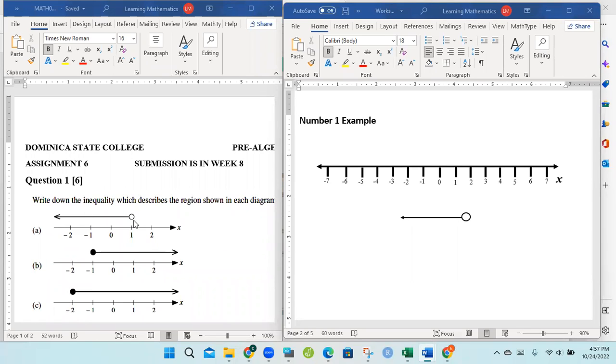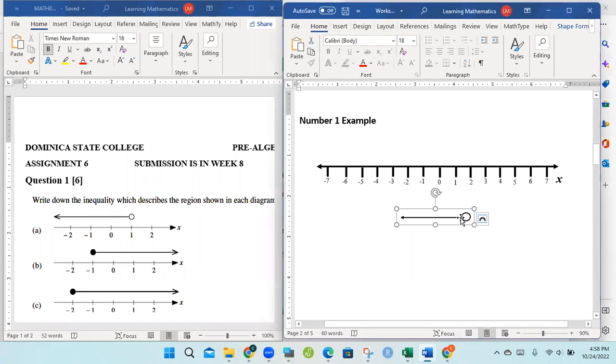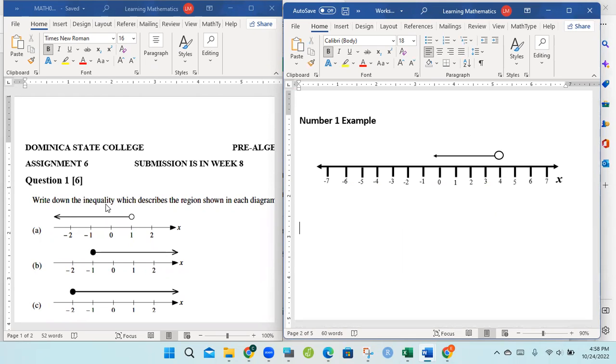So for part A, as you can see, the circle starts on 1 and the arrow is pointing towards the left. So I can make my circle start at 4, pointing towards the left. The question says, write down the inequality which describes the region shown in each diagram. Remember we said when you see X, you can see all the numbers that are. So this is actually showing all the numbers that are less than 4.